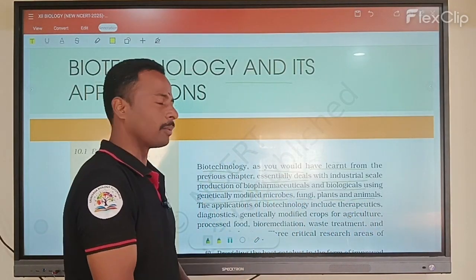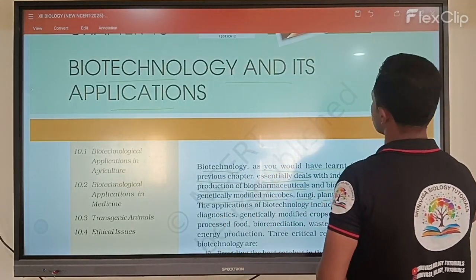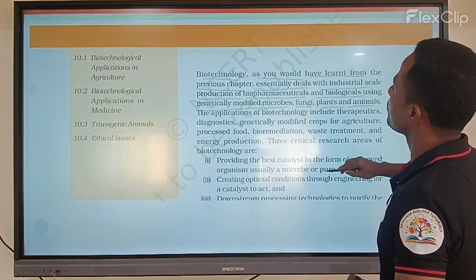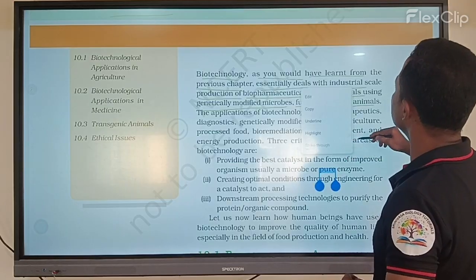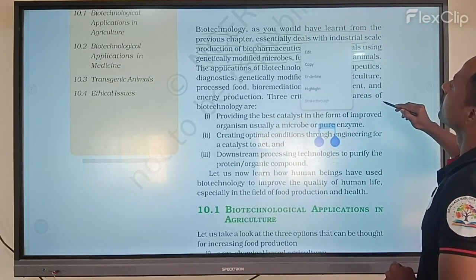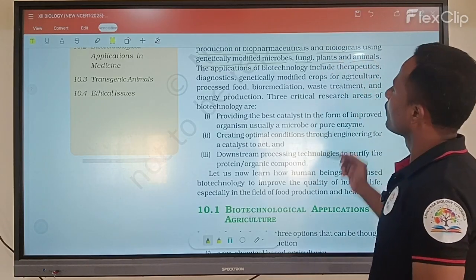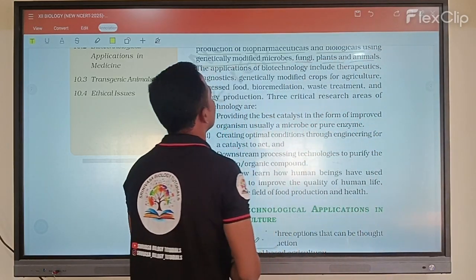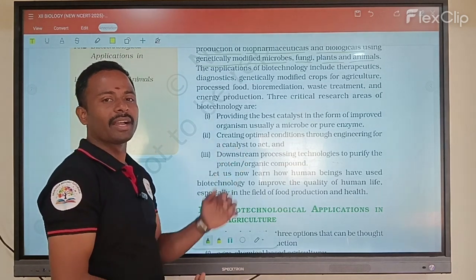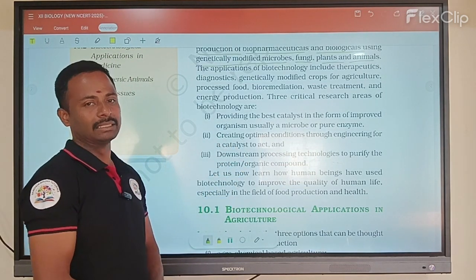In the previous chapter, principles of inheritance, and in the biotechnology principles and processes chapter, we clearly learned about the production of biopharmaceuticals and biologicals using genetically modified microbes, fungi, plants, and animals. Am I right?